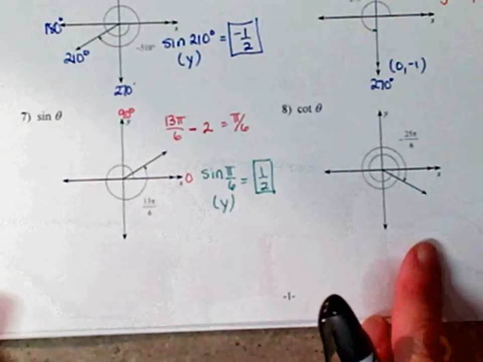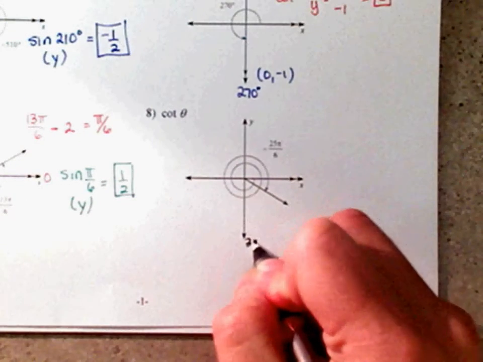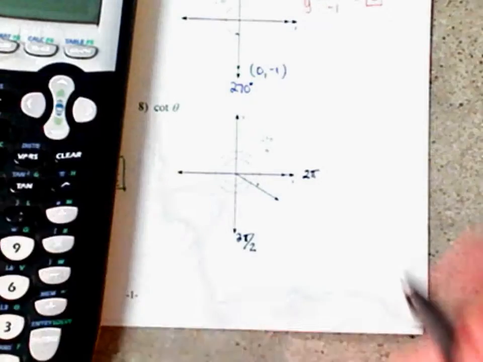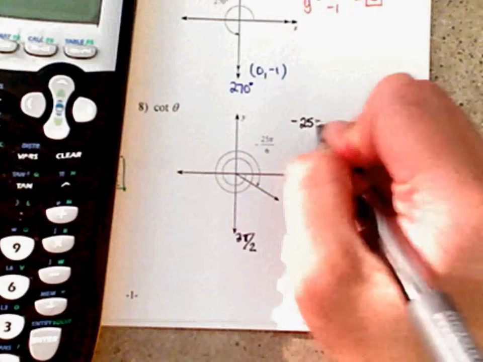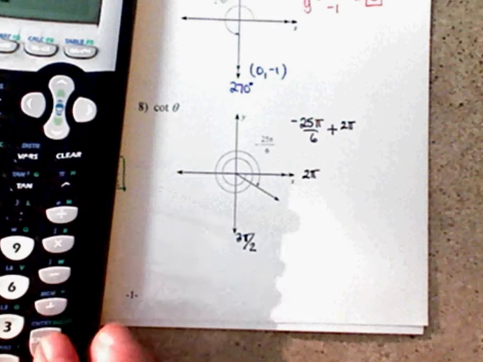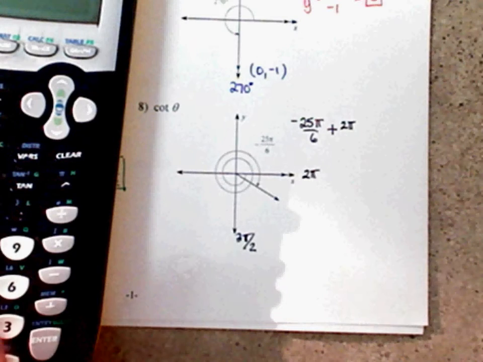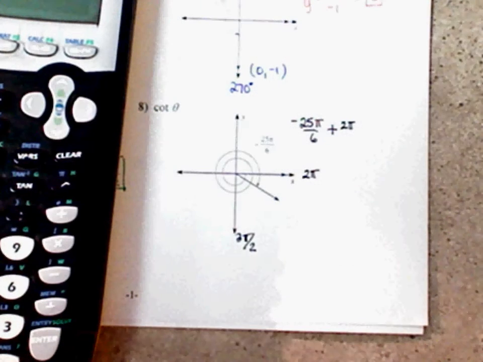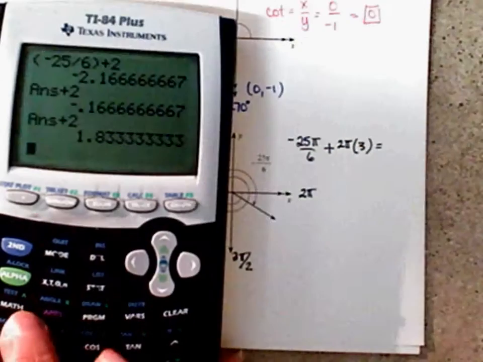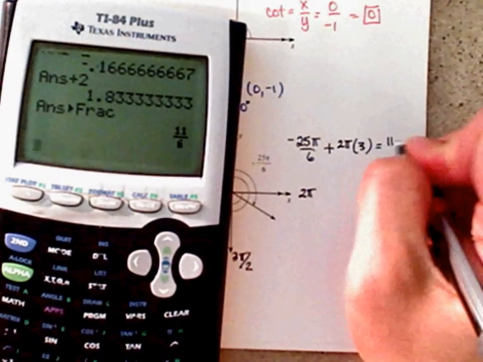Number 8. I'm doing radians again. This one here has to be between 3 pi over 2 and 2 pi. You see that right there? Alrighty, same thing. Negative 25 pi over 6. I'm going to add 2 pi. So let's see. Negative 25 divided by 6 plus 2, plus 2, plus 2. I add 2 three times. See how I keep adding 2? That is the same thing as 11 pi over 6.